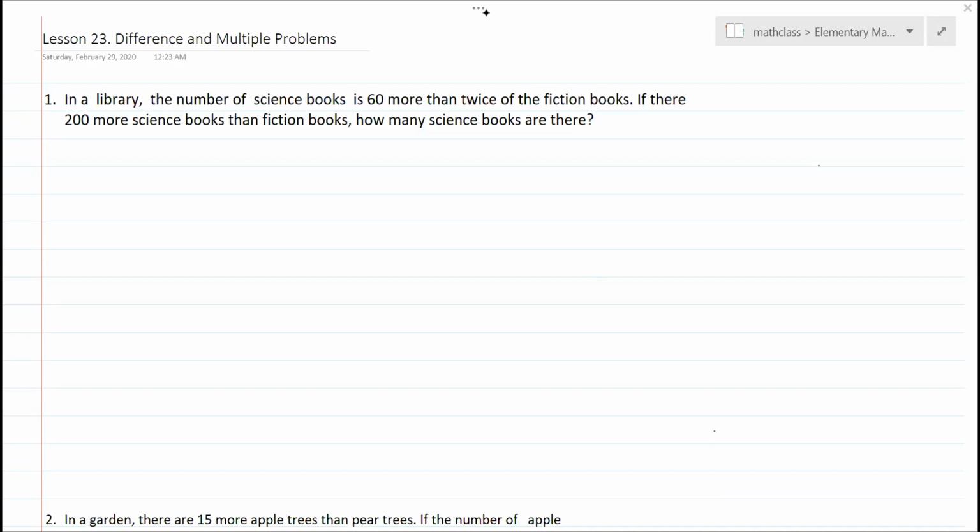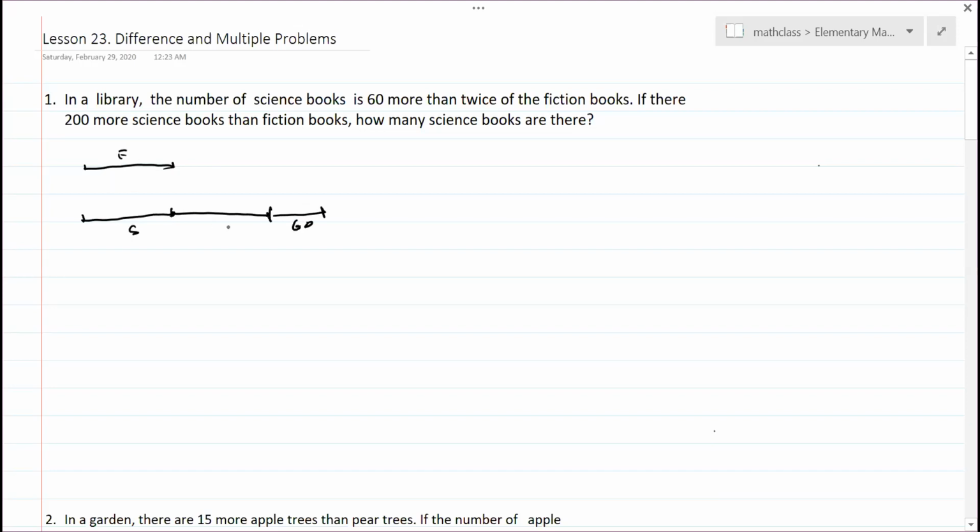So look. Let me bring the pencil. We have 200 science books, 60 more than twice the number of fiction books. So you draw the picture: this is fiction books. Science books are twice the fiction books, and you add the 60 more. This is twice the fiction books, and this is the 60. This is fiction books.